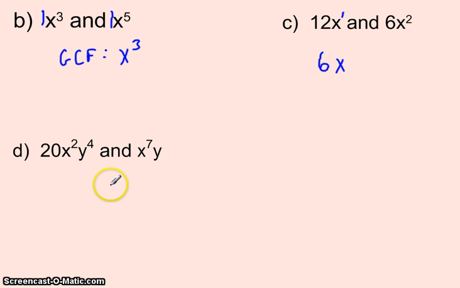Well, let's start with the 20 and the 1. Those are the coefficients. Well, the greatest common factor between 20 and 1 is just 1. So really, I'm not even going to write that. Then we go to the x's. X squared and x to the seventh. Well, that's going to be x squared. And y to the fourth and y, I'll take the lower one, which is y. So my GCF is x squared y. That's it. All right, so finding the GCF between two monomials isn't too bad.